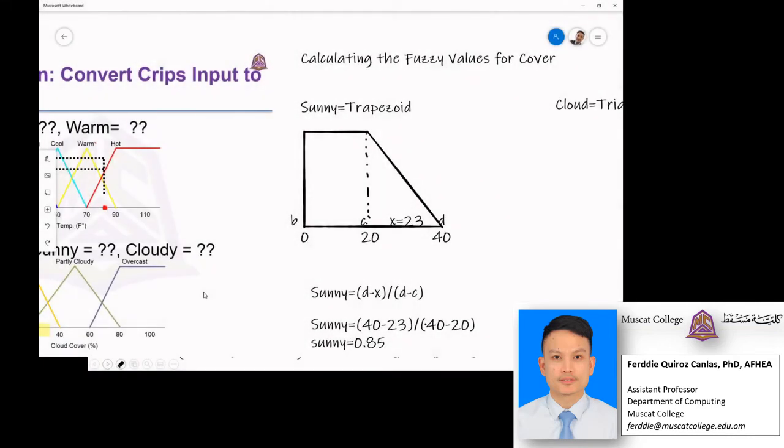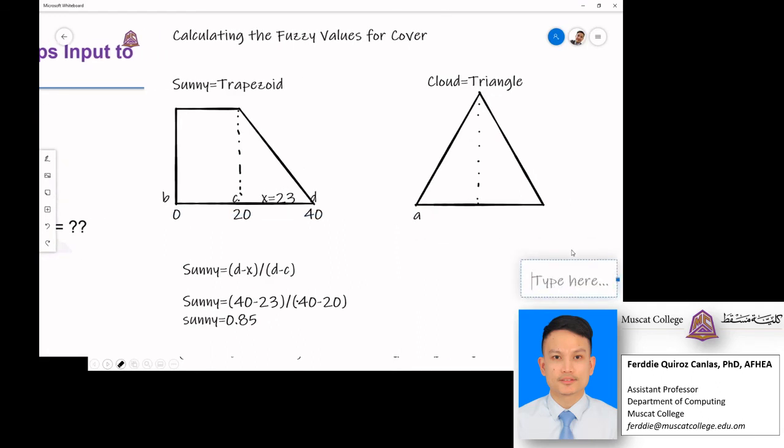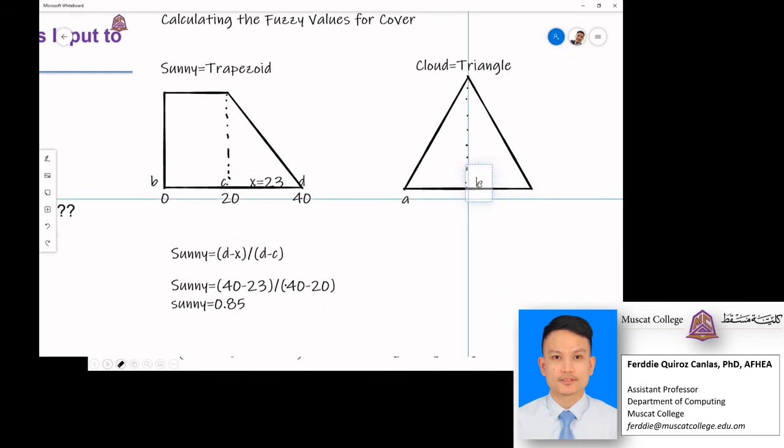Based on this illustration, Cloud is using a triangle membership function. So we have to draw a triangle here. I'm sorry, my triangle is ugly. So let's put a line in between. Based on this, we have to write A here, this one is B, and put them inside so that it's not difficult for us to see them later.